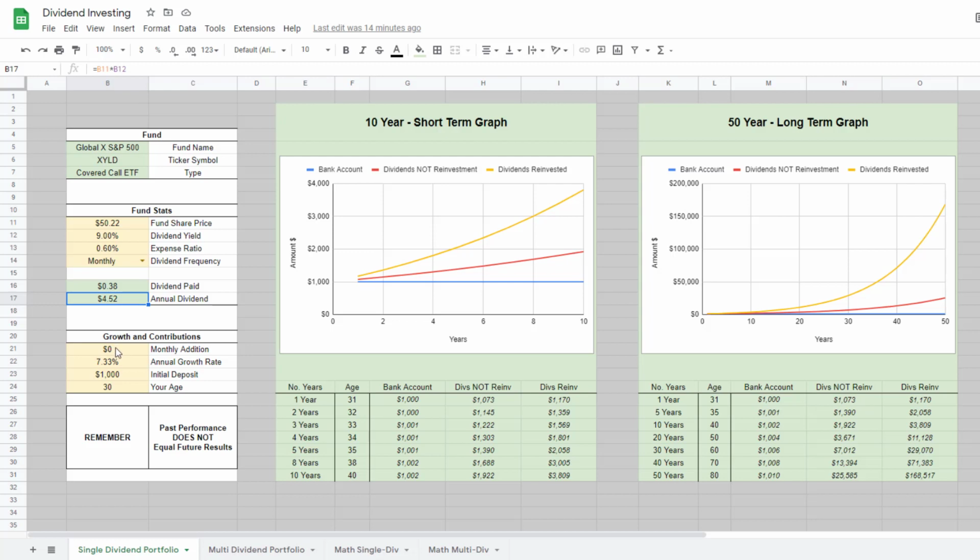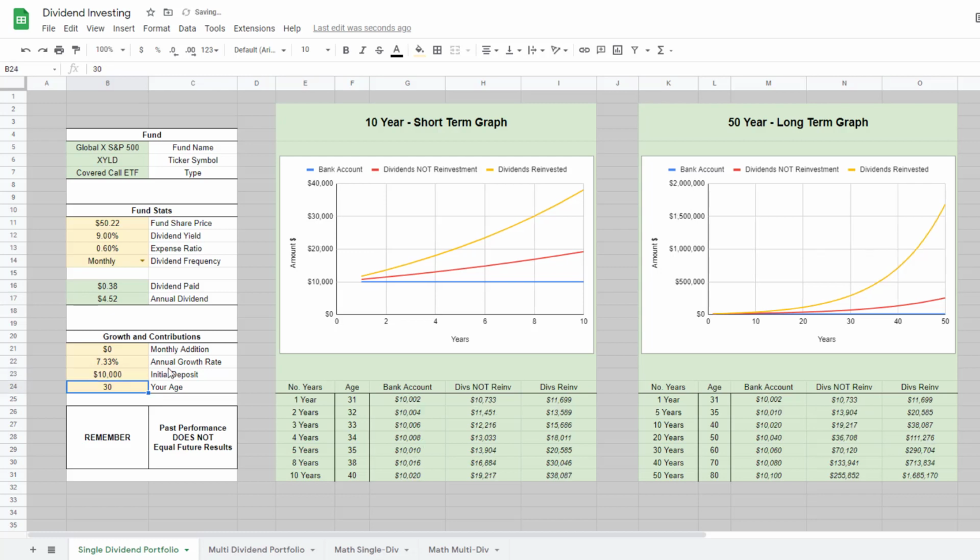So let's say play with a few scenarios here. Let's say we added no money into this fund. We just dropped $10,000 into our M1 finance account, put it all on XYLD, or you had a portfolio and you dropped $10,000 of your portfolio into XYLD with a 7.33% annual growth rate, keeping the same growth rate as in 2021. Your $10,000 in the bank would basically not grow at all.